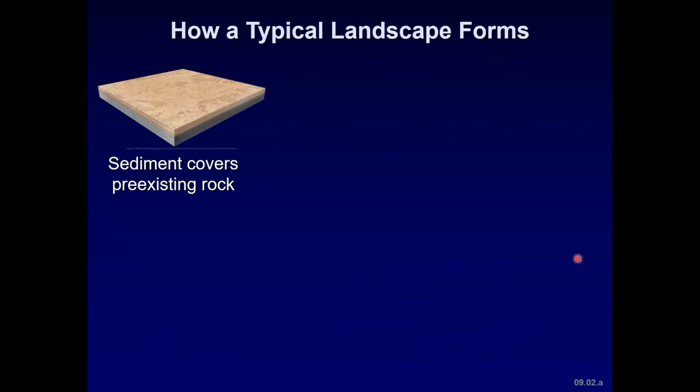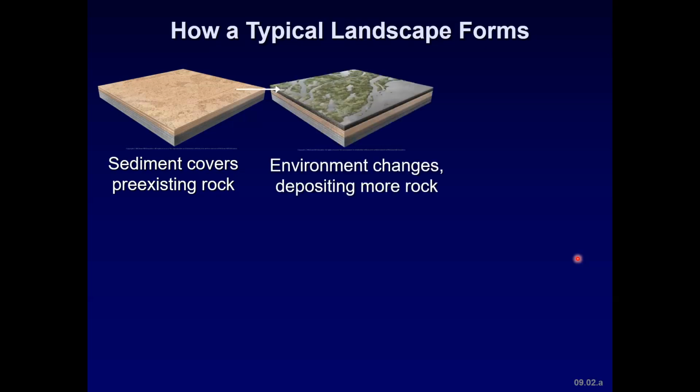Okay, just looking generically, we'll say how a typical landscape forms in terms of geology. Let's say we have pre-existing rock. There has to be something there first. Sediment is deposited on the rock with an environmental change. The environment changes further, and we have new layers deposited on top of that.